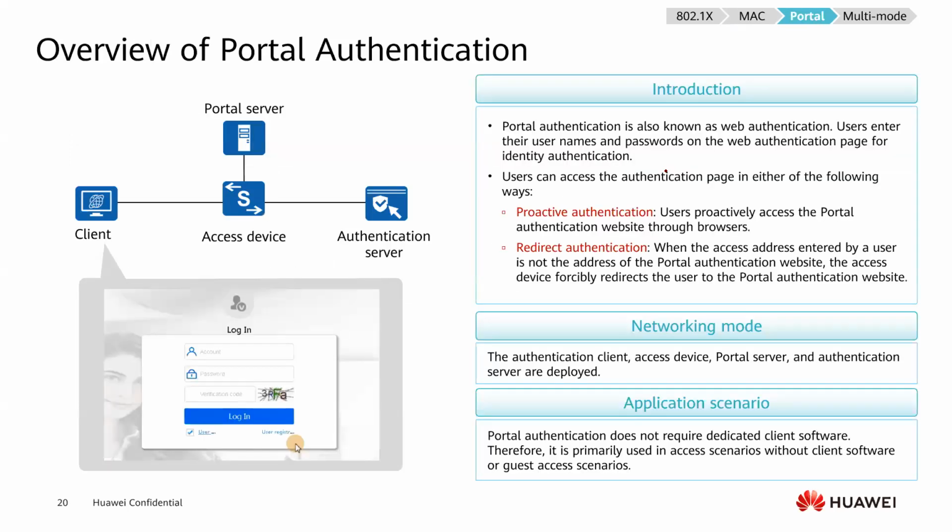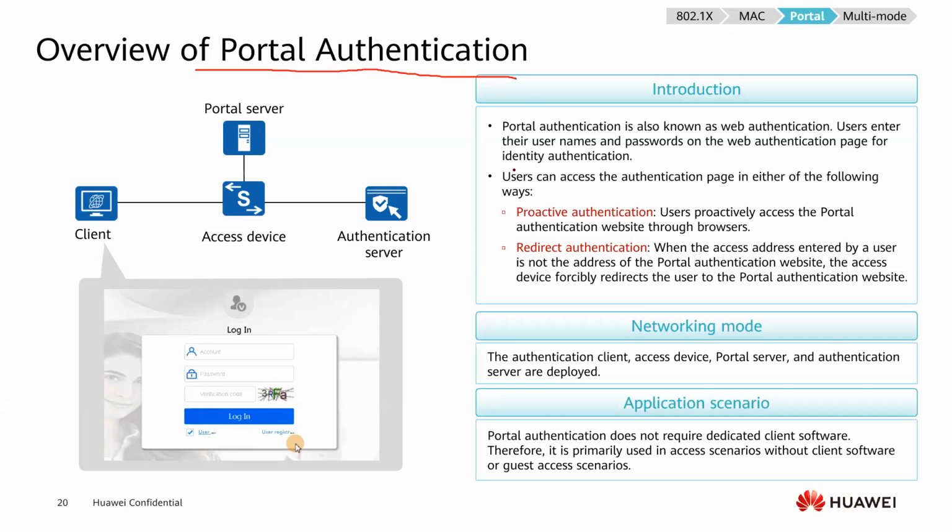Okay, and the final common authentication method is portal, which is also like web authentication. When you want to connect to the WiFi, you search for the SSID, and you want to connect to a specific website, it will redirect you to a web page that asks you to enter the username and password, right? So this page is the portal authentication page, and this kind of authentication is named portal authentication.